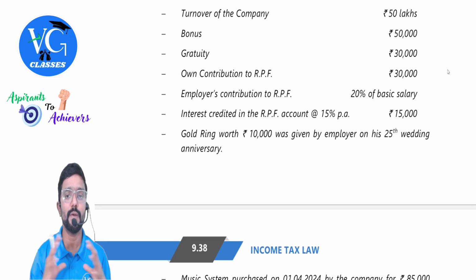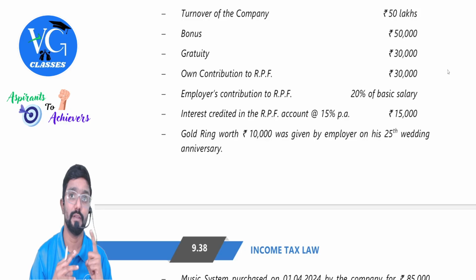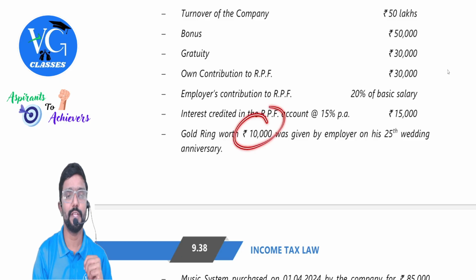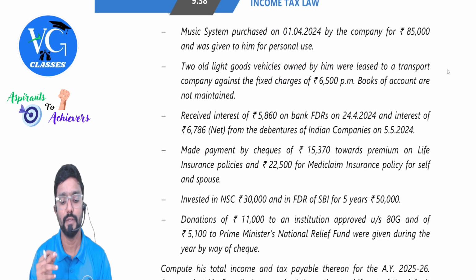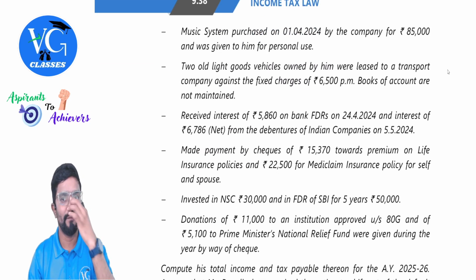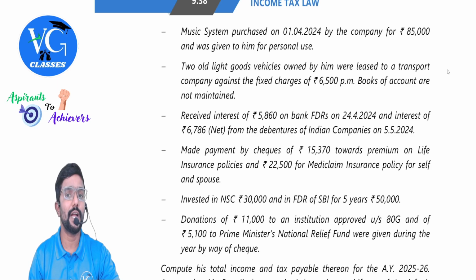Gold ring worth 10,000 was given by employer on his 25th wedding anniversary. Not marriage, anniversary. And moreover, employer is giving it. When employer is giving it, it is covered under salary and not other sources. Clear? Value of the gift is more than 5,000. Fully taxable.